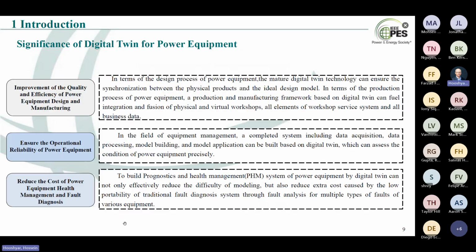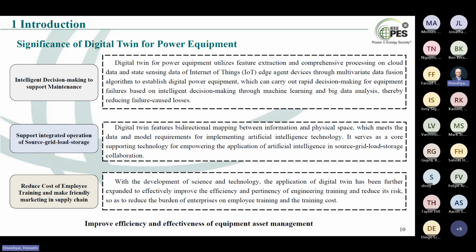Go next. The first priority is we need to identify what's the purpose of digital twin for the power equipment. So we basically figure out 5 purposes. One is to improve the quality and the efficiency of power equipment design and manufacture, and then to ensure the operational reliability as well as the health management. And also, it's easy for us to make intelligent decisions to support maintenance, and also to coordinate the operation between source and the load, and also the storage. Later on, it can also reduce the cost of employee training, and also make friendly marketing in the supply chain.